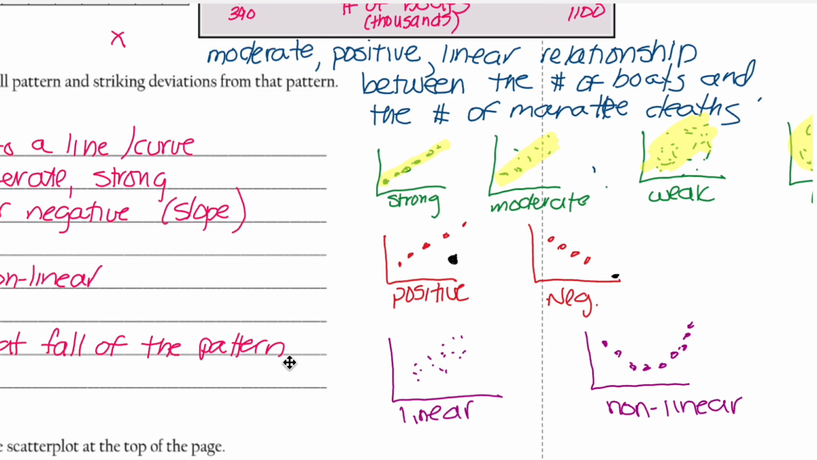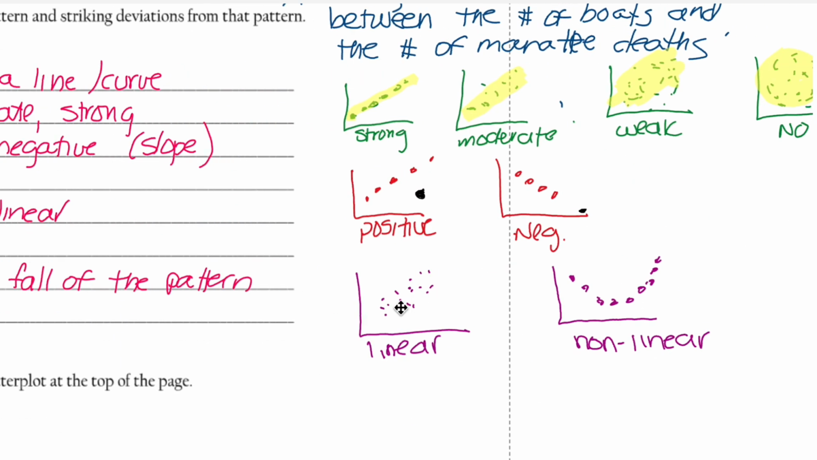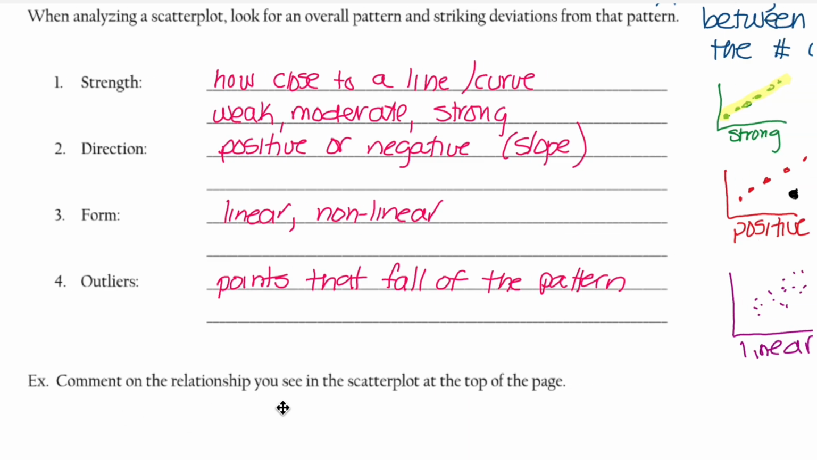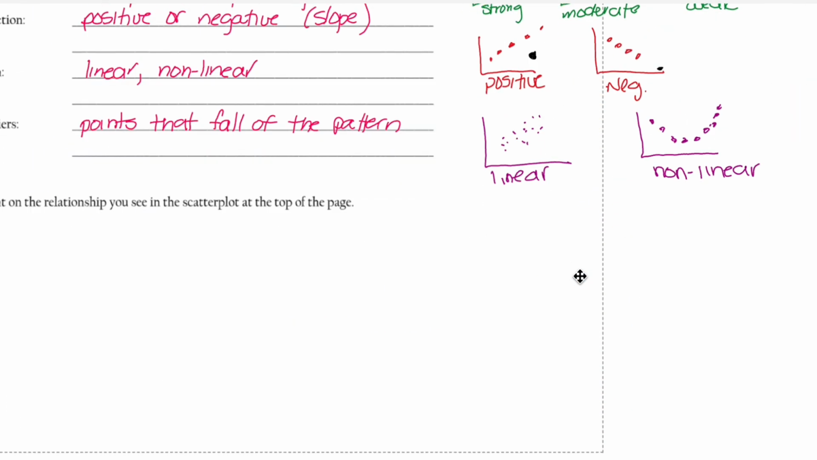And linear versus non-linear. A linear is basically the data where you cannot see any weird pattern. If it's a non-linear, then you can see some weird shape. For example, this will be a weird shape we consider as non-linear. So comment on the relationship you see in the scatter plot at the top of the page. We already did right here. Okay.